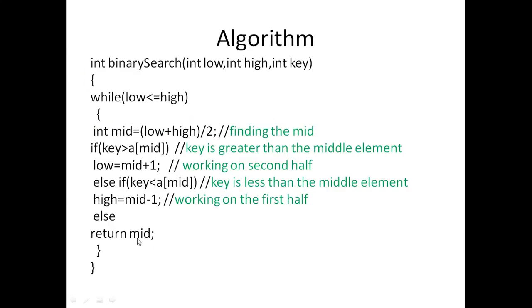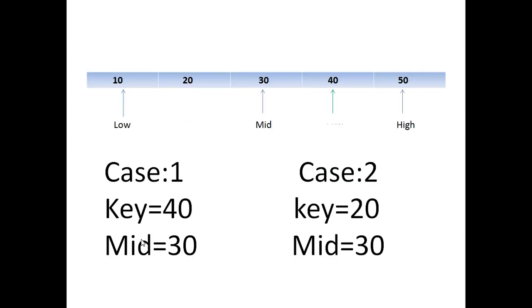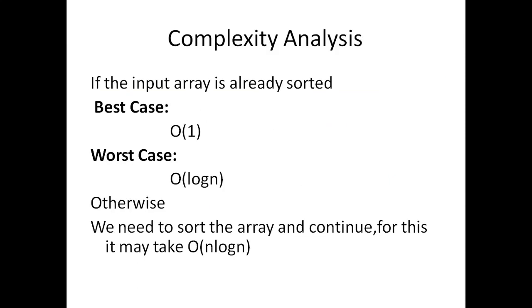Now, let us see the time complexity of the algorithm. If the input array is already sorted, then in the best case, we need constant time, which is nothing but the element we want to search is exactly in the middle of the list. So, we need not do much work.